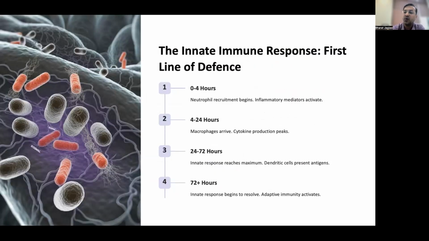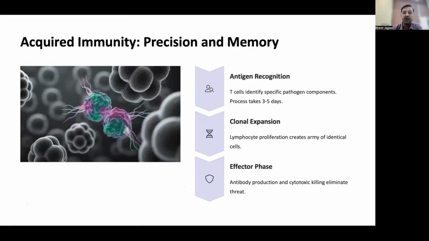So, as we spoke about innate immunity, in the initial 4 hours, neutrophils get activated and the inflammatory mediators get activated, followed by the macrophages. In the next 24 to 72 hours, it reaches its maximum threshold, and the dendritic cells present antigens. After 72 hours, or 24 hours, the adaptive immunity mechanism comes into play, where the acquired immunity comes into play, which is more specific.